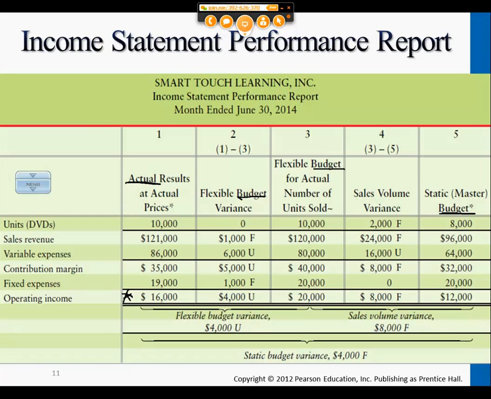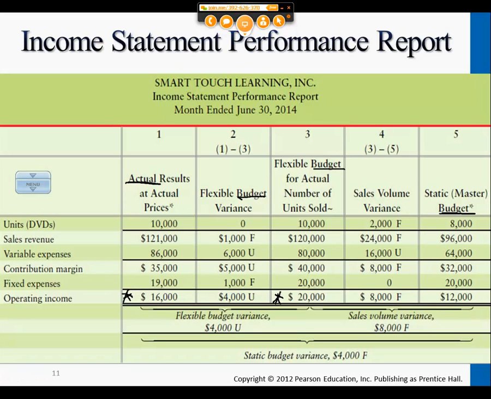All right, so here we have 10,000 DVDs, great, but we sold 10,000 DVDs, operating income should have been 20,000, okay? Should have been 20,000. It's the flexible budget number. You see the difference, right? So this is our flexible, this is our actual. We thought it would be 20,000, our actual was only 16,000.